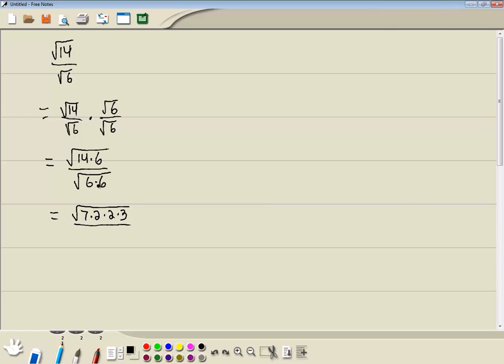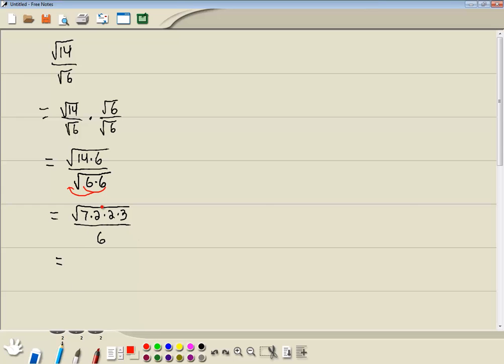Now down below, we got a pair of 6's. And with the square root, that's what we're looking for. We're looking for a pair of somethings. Well, since we got a pair of 6's here, that's going to come out in front as a single 6. And since nothing's left inside the square root, it disappears.